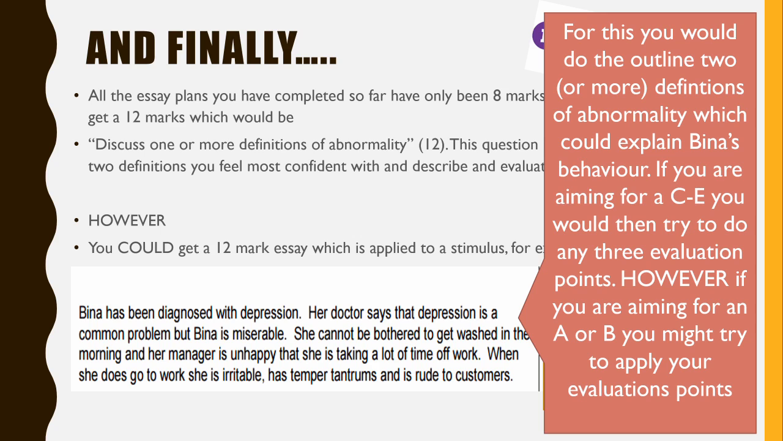However, some of you at this stage in the year would also be capable of trying to apply your evaluation points. So for this, you would do the outline, 2 or more definitions which could explain Bina's behaviour. If you're aiming for a C to E grade, you would then try to do any 3 evaluation points, bog standard. However, if you're aiming for an A or a B, you might be able to try and apply any of your evaluation points. I'm not going to go through which ones. This really is a skill that we're looking for.